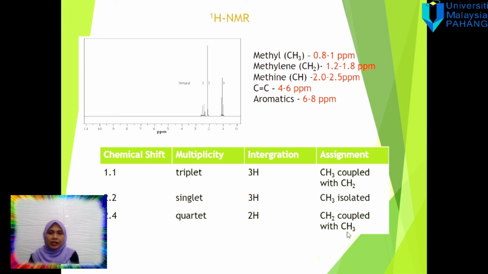How can we know it is CH3? Because the signal is a quartet: n plus 1 is equal to 3 plus 1 equals 4. So 4 is the quartet multiplicity. It means CH2 has a neighbor of 3H. That's how we complete the assignment in this column.